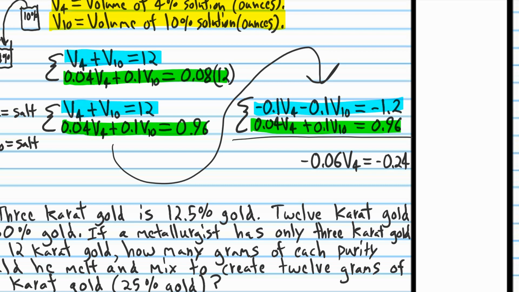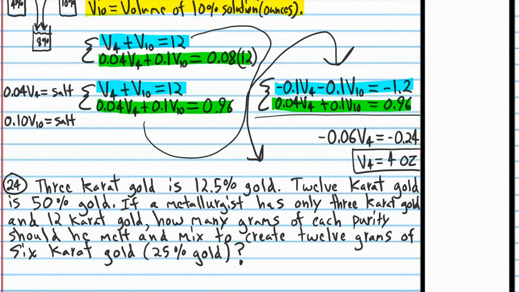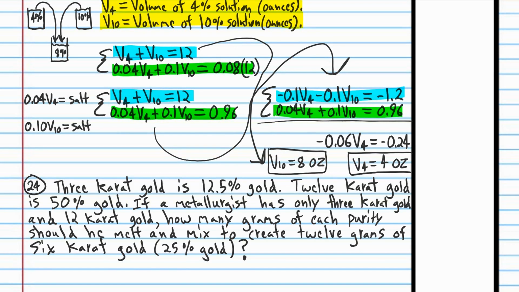And we get 4. So the volume of the 4% solution we're going to need to use is 4 ounces. We'll put OZ for ounces. So now we can just use the blue equation. So V10 is obviously just going to be 8 ounces. So if we use 8 ounces of the 10% solution and 4 ounces of the 4% solution and pour them together, we get a total of 12 ounces of an 8% solution.